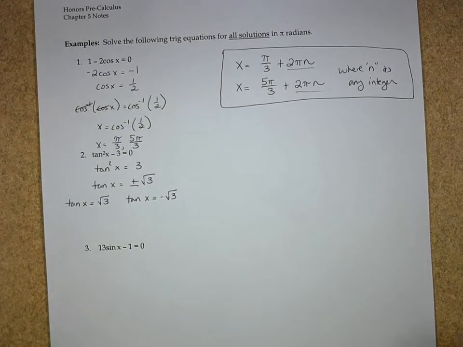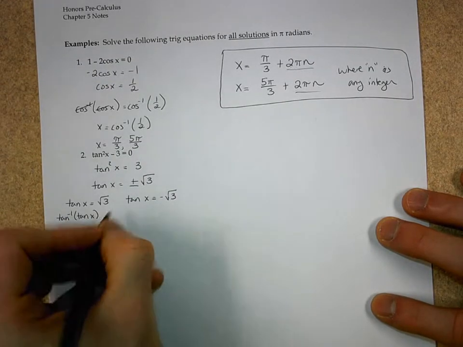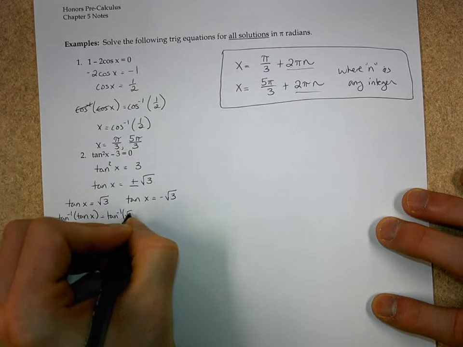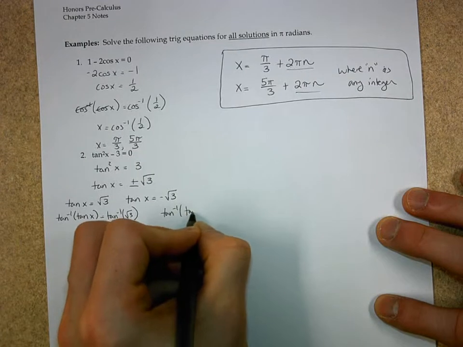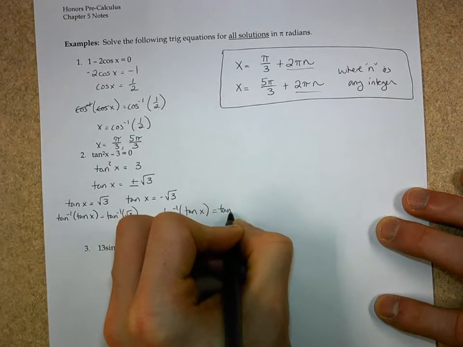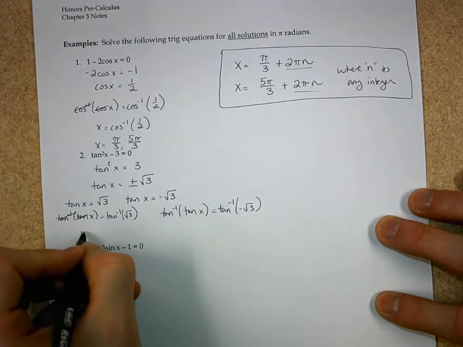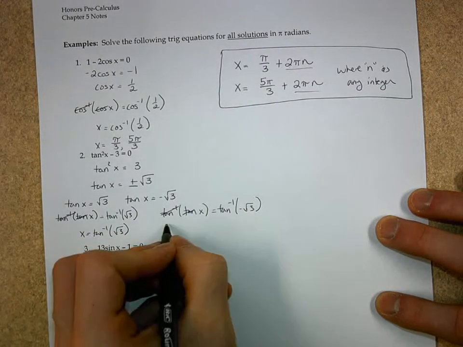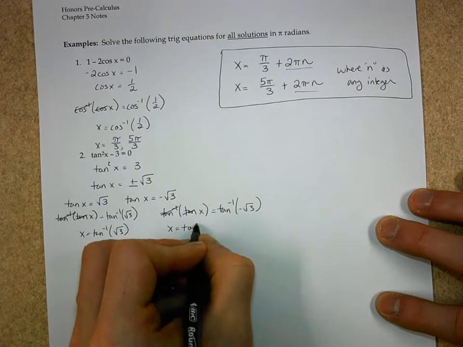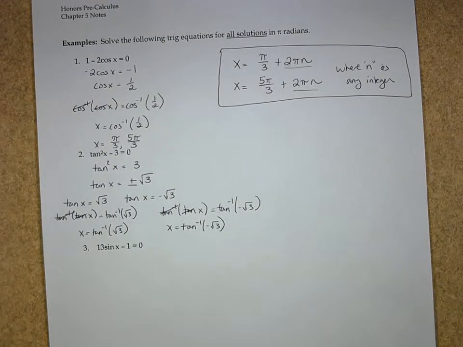Next piece that I need to do is I need to get this x by itself. So tangent inverse of the tangent of x is tangent inverse of square root of 3. And then same thing for the other one. The tangent inverse of the tangent of x is equal to the tangent inverse of negative square root of 3. So my tangents and tangent inverses cancel out on both equations. So I've got x is equal to tangent inverse of square root of 3 and negative square root of 3.